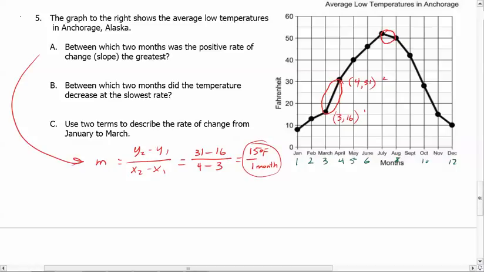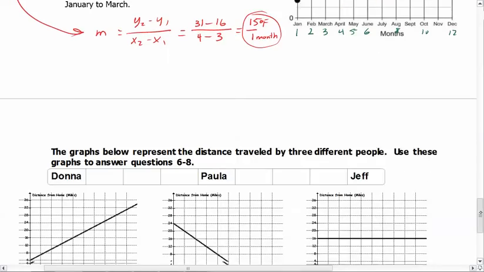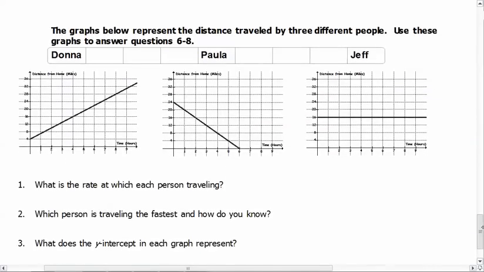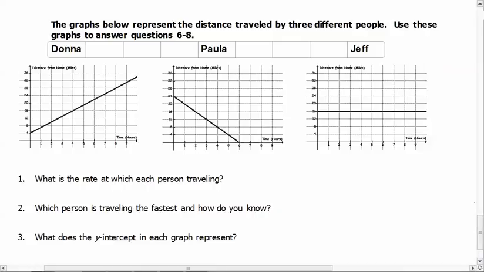All right, let's look at a couple of other examples just really quickly where we're looking at a rate of change, and we're going to try to answer these questions. So question number 1, let's go ahead and look at what it's giving us. These 3 graphs give us information. I'm sorry, it says 6 to 8. This is obviously 1 through 3. Let's look at these graphs.